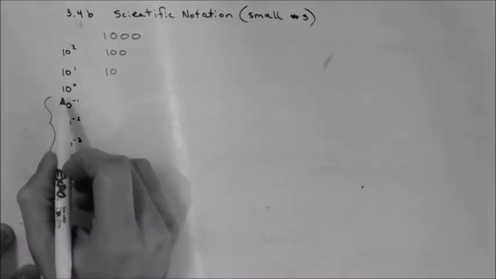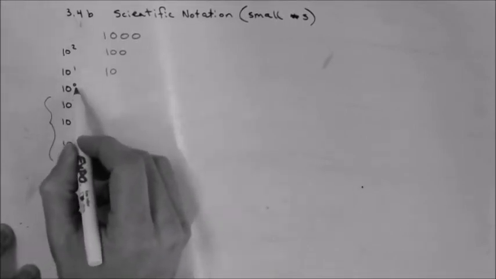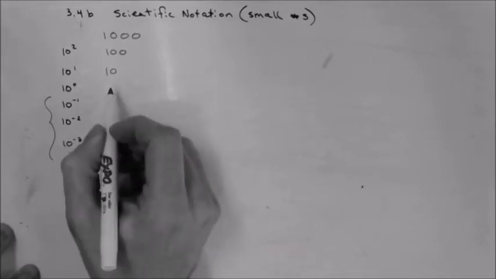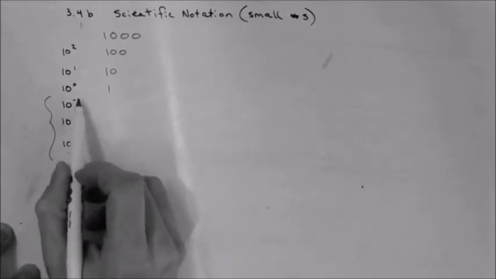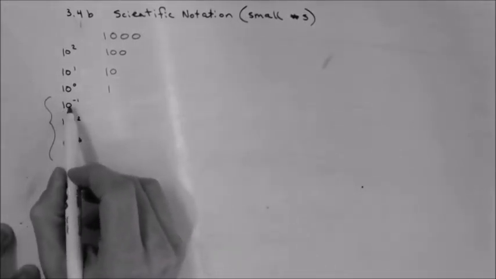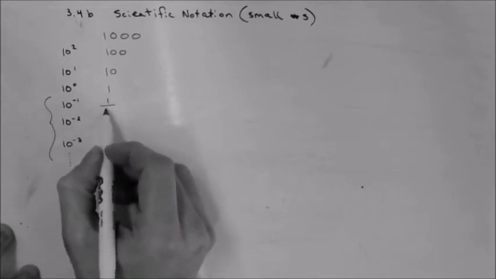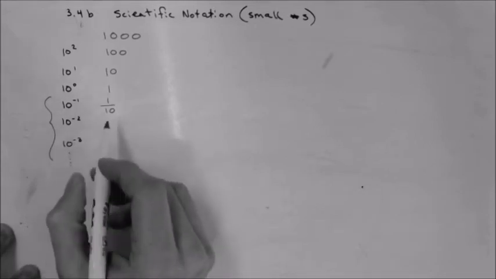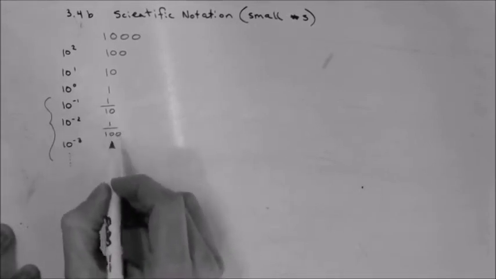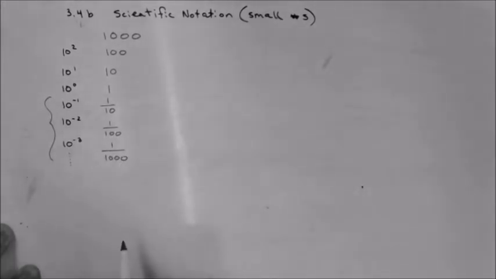Then we're dividing by 10 each time. So if we're going to do 10 to the power of 0, we would end up with 10 over 10, which is just 1. Now we're going to use our rules of exponents. With a negative exponent, 10 to the power of negative 1 is simply, we can flip, use the reciprocal and a positive exponent. So 10 to the power of negative 1 is 1 tenth. 10 to the power of negative 2 is 1 over 100. 10 to the power of negative 3 is 1 over 1,000.